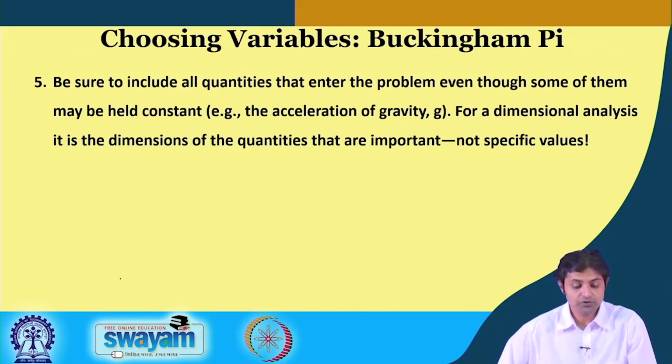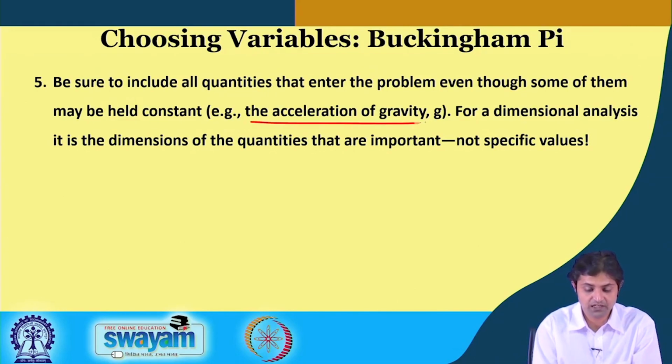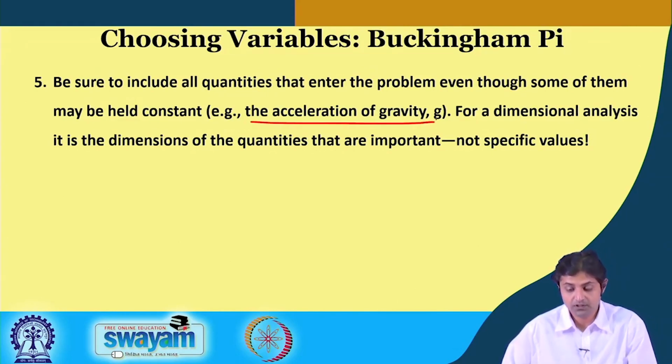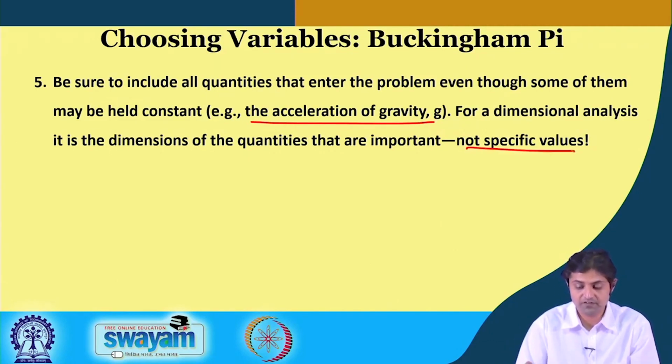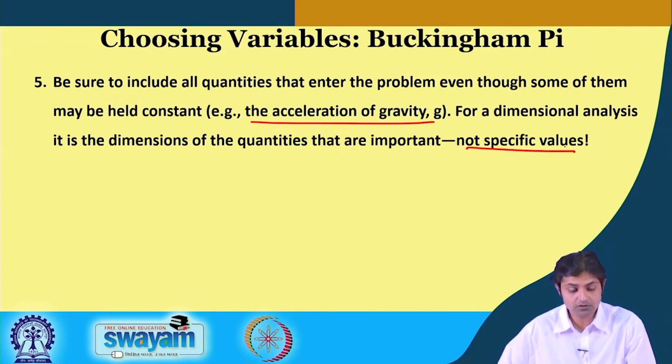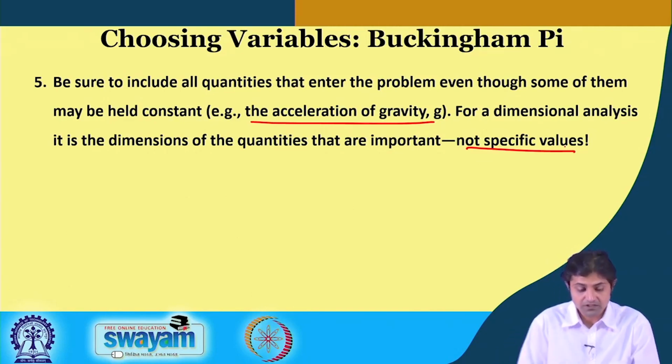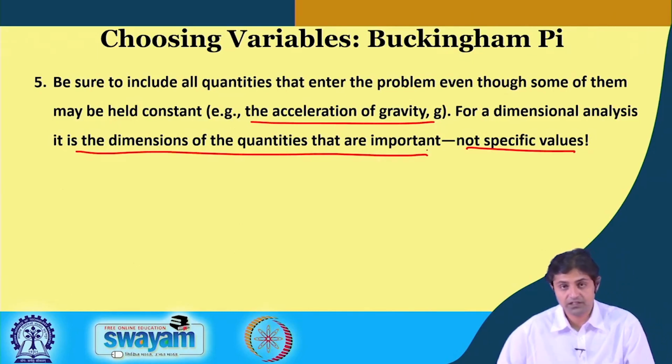You have to make sure to include all the quantities that enter the problem, even though some of them may be held constant. For example, acceleration due to gravity; this should go into the problem. For a dimensional analysis, it is the dimensions of the quantities that are important, not specific values. So, don't miss any of those, even though they are constants. Sometimes we have the tendency of missing the constant values, for example the acceleration due to gravity, but that has to be taken into account because it is the dimensions of the quantities that are important and not their values.